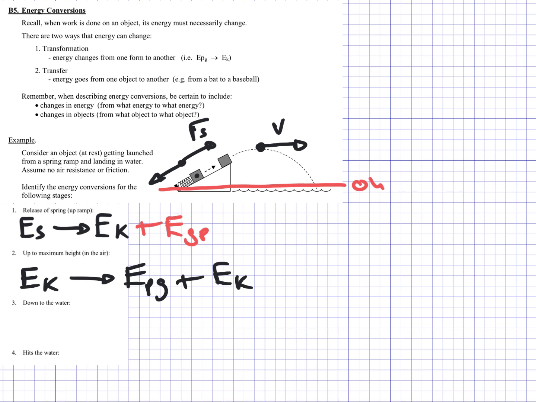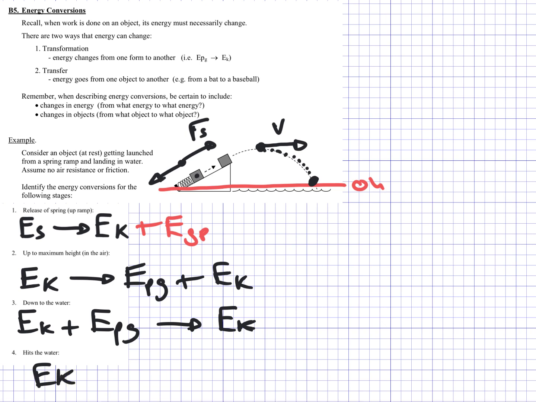Okay, then it's heading back down into the water. Well, as I said, it has some kinetic energy at the top of its motion, but it also has its maximum gravitational potential energy. So I'm going to add those together, and this will then be converted entirely. So as it's coming down to the water, the gravitational potential energy is going to disappear entirely, and we are left entirely with that kinetic energy of the object. As it hits the water, well, we are left with the entire kinetic energy of the object.